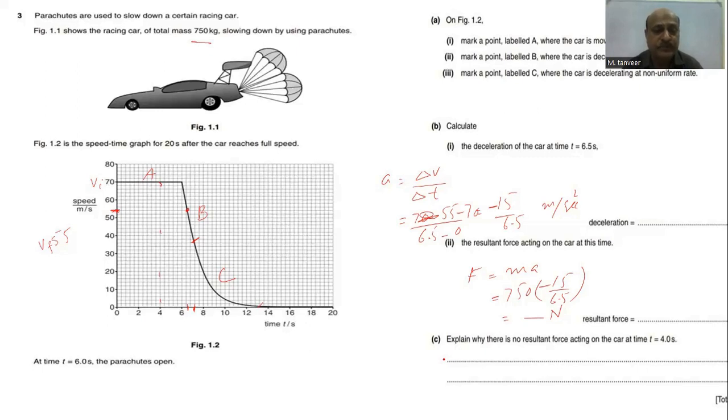acceleration will be 0. Since the car is moving with uniform speed, all forces acting on it will cancel each other. This will be your answer. All forces will cancel each other. That's enough. Or you can write, as the car is moving with uniform speed, there is no resultant force acting on it. That's also correct.